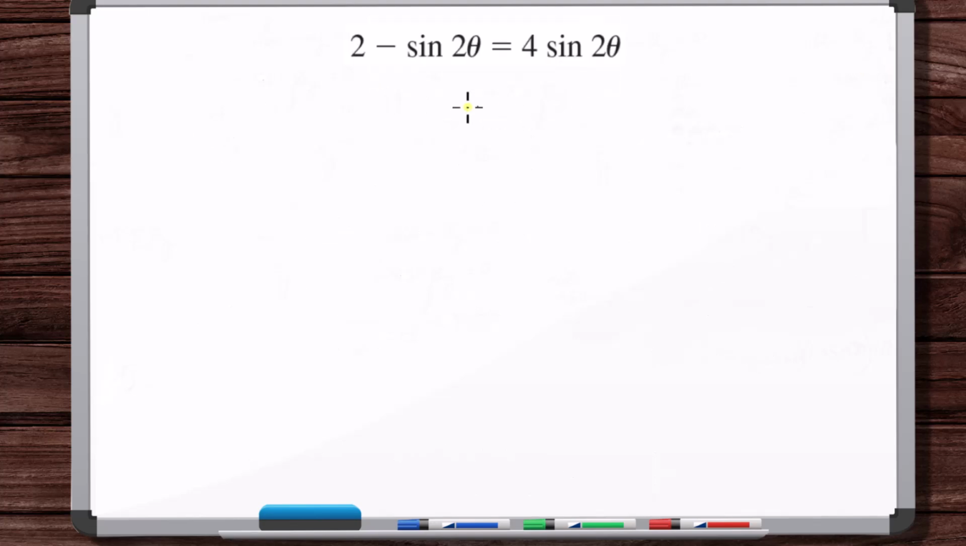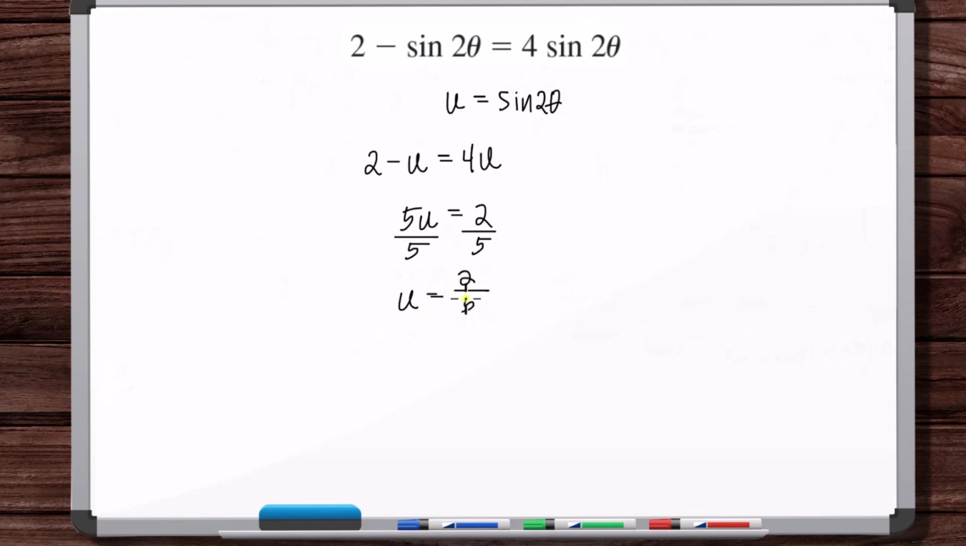Okay, do we need to go get the double angle formulas for sine here to decompose this? No, because we've got the same trig function throughout the entire equation. We just make a substitution for a variable for that and turn it into whatever algebraic equation comes out of it. So 2 minus u is equal to 4u. Add u to both sides. 5u is equal to 2. So u is equal to 2/5.